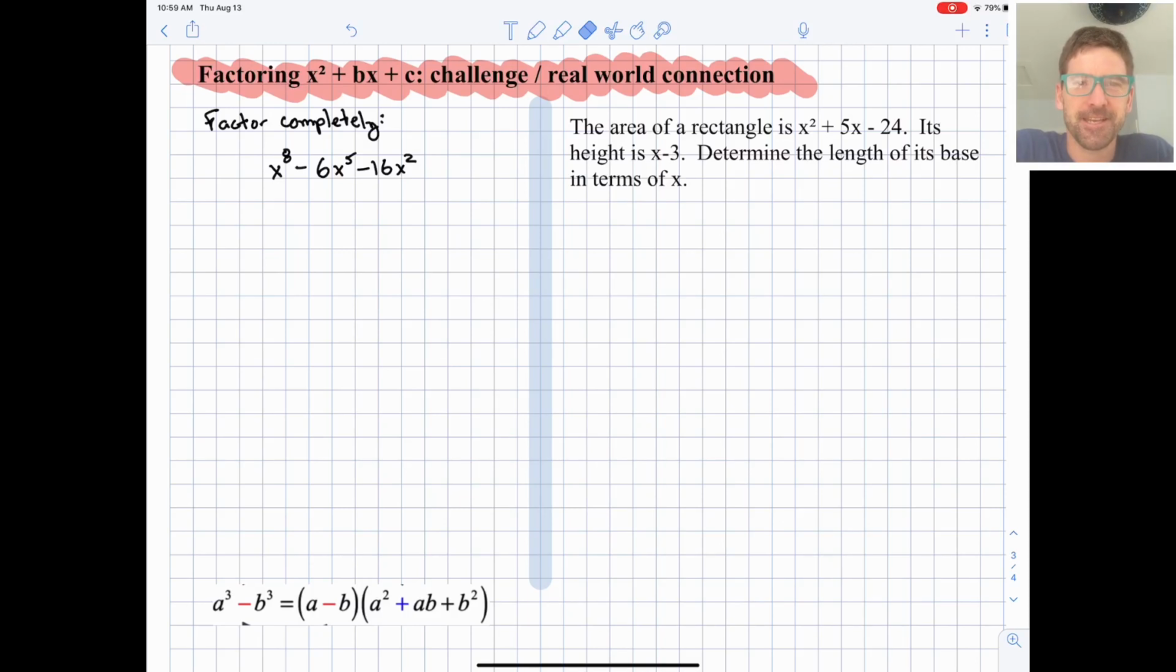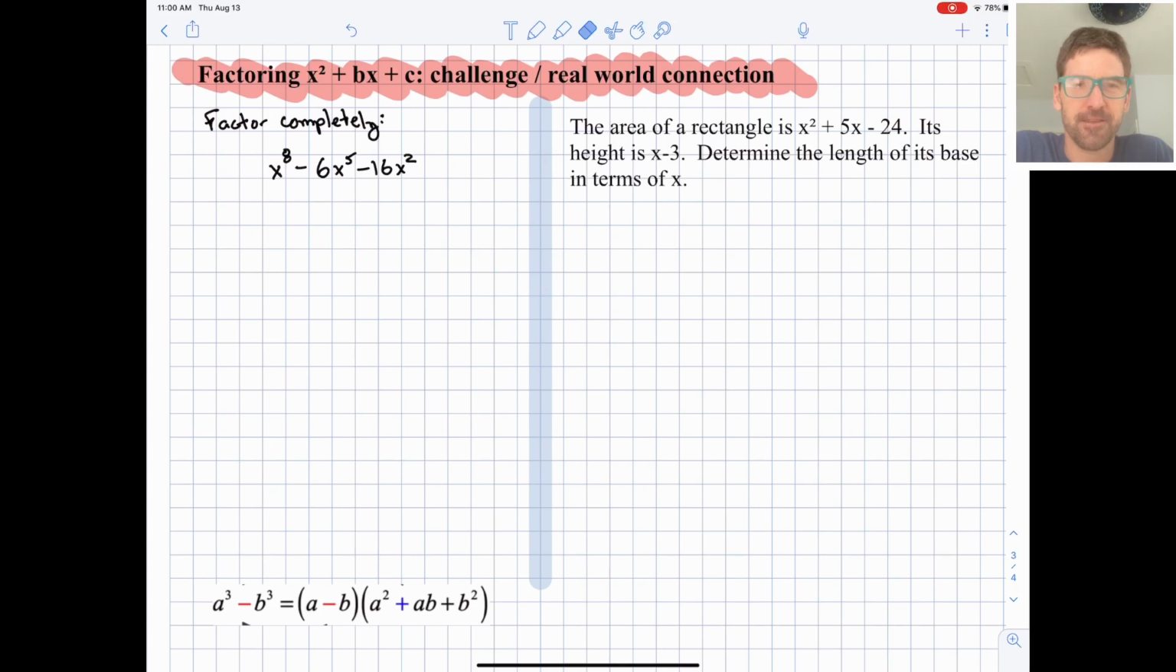All right, this is a challenge and a real-world connection problem under our topic of factoring x squared plus bx plus c. I really encourage you to take a look at these problems, pause the video, try them on your own, and then check back in and see how you did. So the first one on the left is a pretty challenging factoring problem.